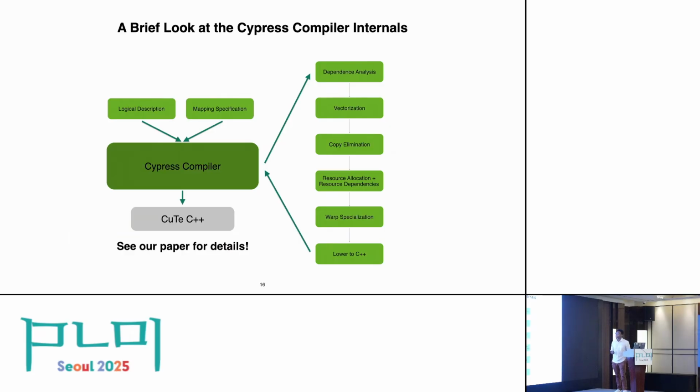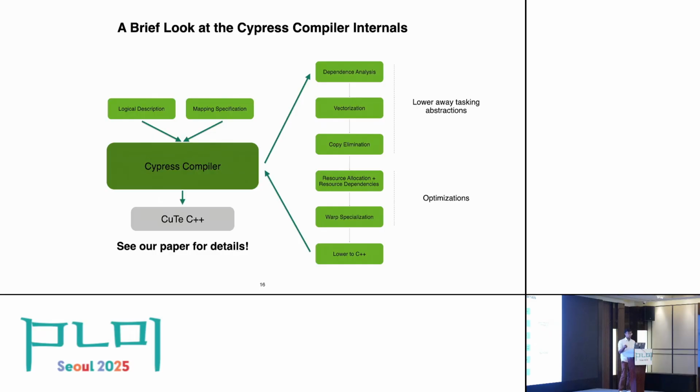So the Cypress compiler is going to take these two things in and output some code in the CuTe C++ library that actually runs on your GPU. And it has a bunch of passes that you can check out our paper for more details. But at a high level, these passes are going to lower away tasking abstractions. And then they're going to perform optimizations to actually bring that code closer to what an expert would write.